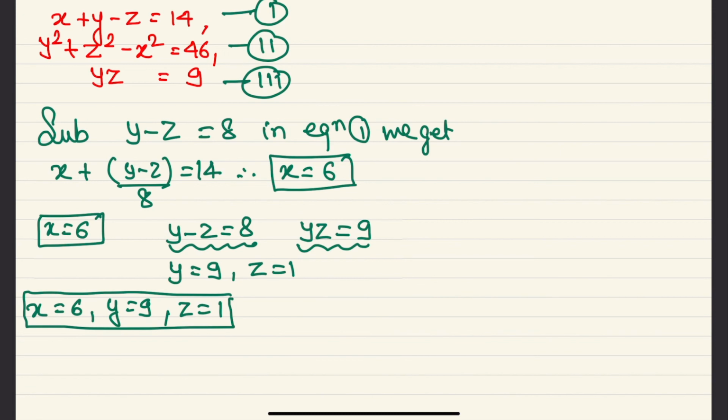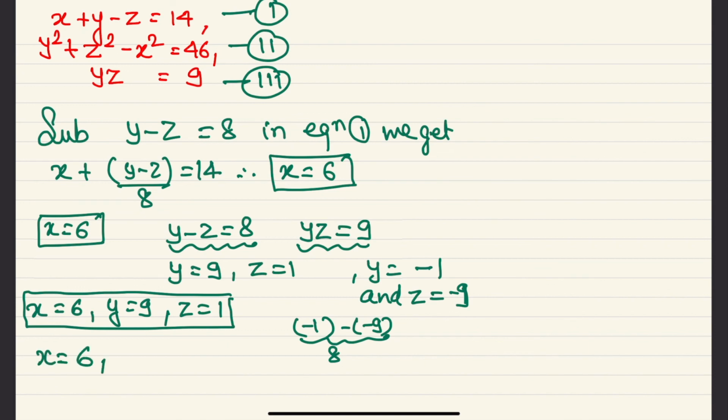Now there is another possible solution. If I put y is equal to minus 1 and z is equal to minus 9, then also I can get y minus z as 8, because minus 1 minus of minus 9 will give me 8, and yz is equal to 9. So another solution is also possible, which is x is equal to 6, y is equal to minus 1 and z is equal to minus 9.